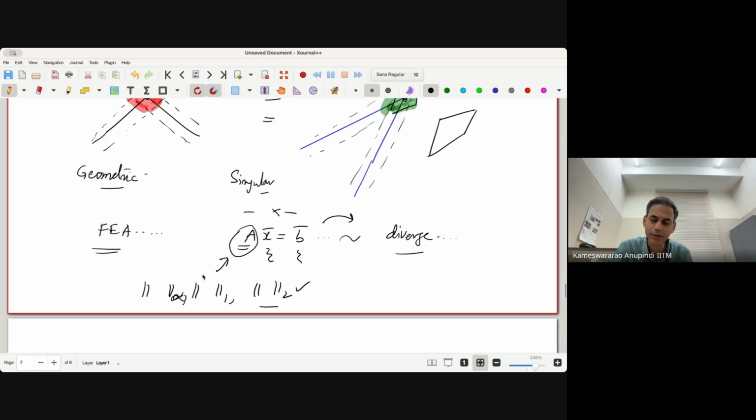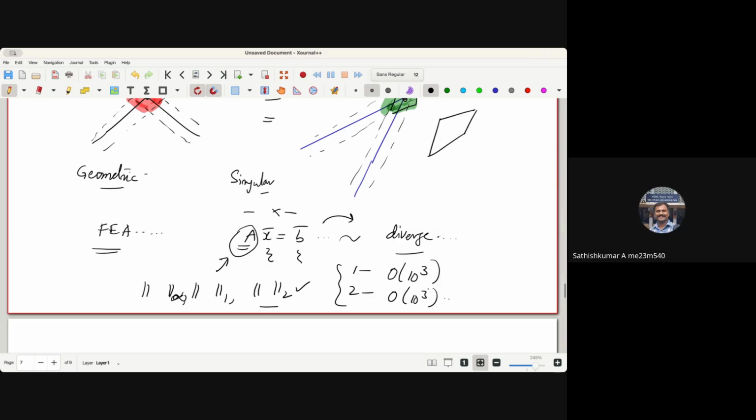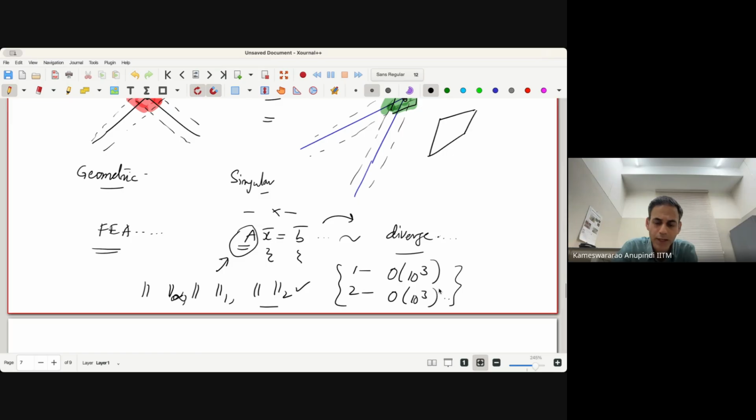Essentially, if the condition number is large based on one norm, it is going to be large based on any other norm as well. It will be in a similar range. It may not be exactly equal, but if one norm gives you order 10 power 3, then the two norm also will give you order 10 power 3, and so on. So you can pick any norm.